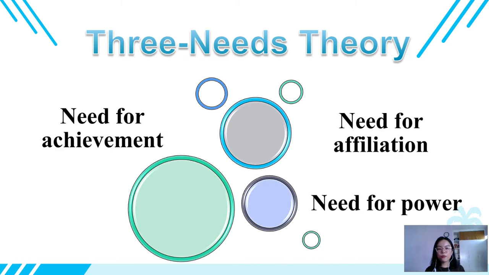To move on, we will find out about the 3 needs theory. In this theory, we have the 3 main needs that employees need in the workplace. The first one is need for achievement. This is the drive to succeed and excel in relation to a set of standards. The second need is the need for affiliation. This need is the desire for friendly and close interpersonal relationships. And the last one is the need for power. This is the need to make others behave in a way that they would not have behaved otherwise.